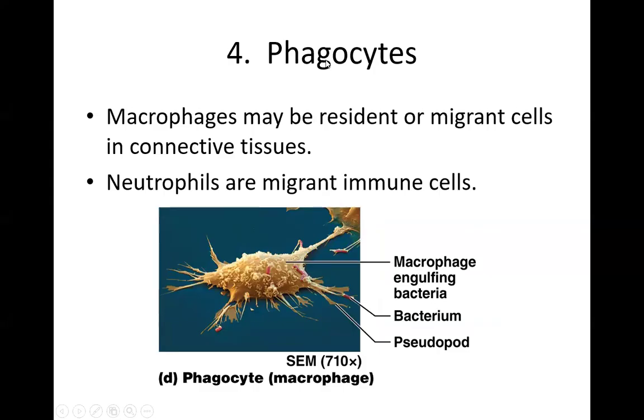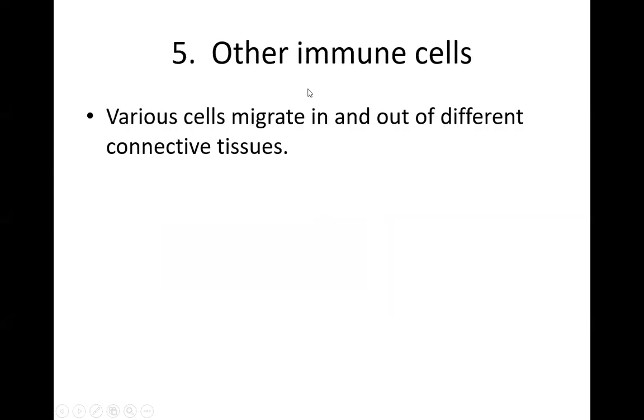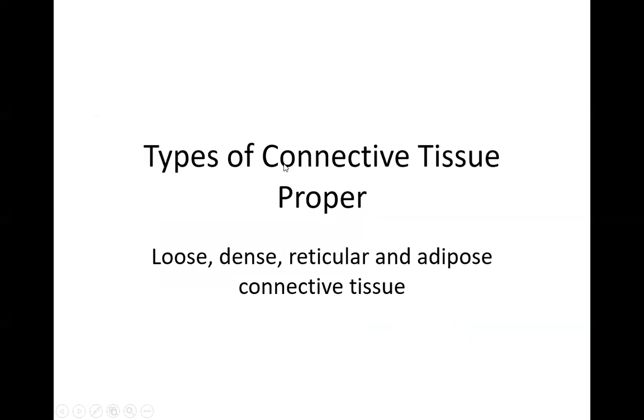Phagocytes. Phagocytes are macrophages that may be resident or migrant cells in connective tissue. So you have neutrophils that are migrant immune cells. Other immune cells are various cells that migrate in and out of the different connective tissues.